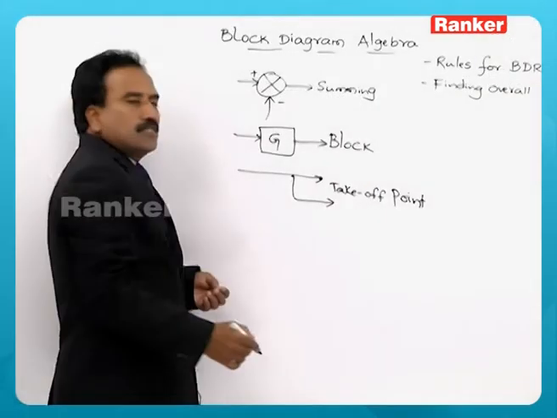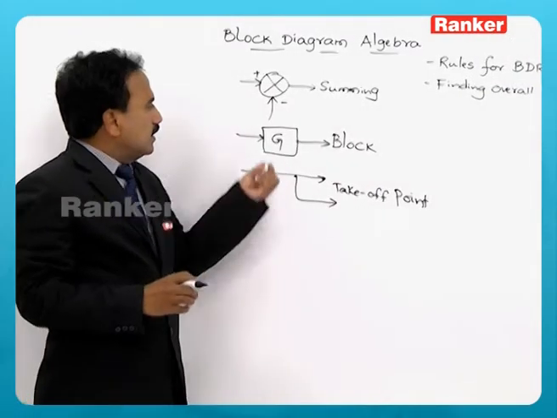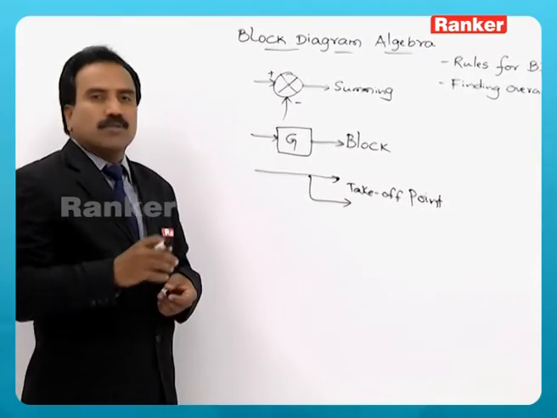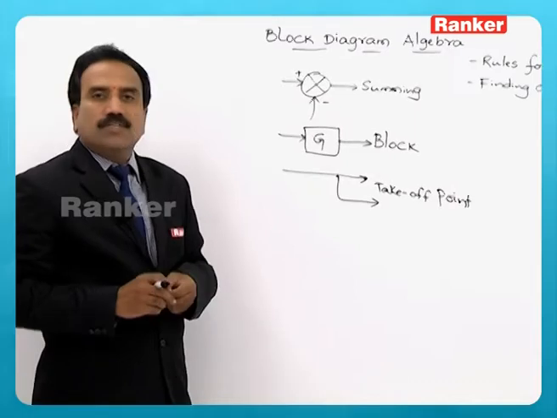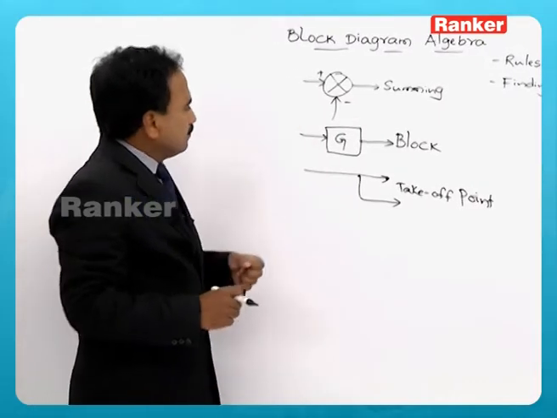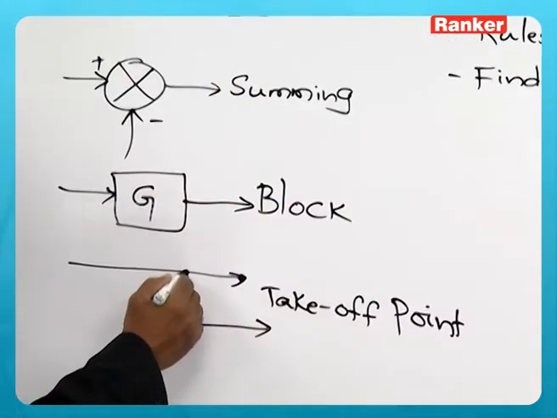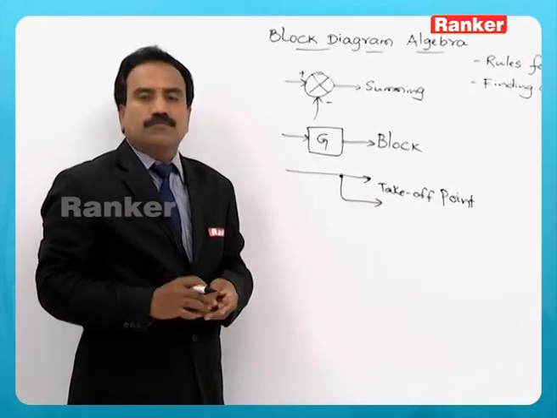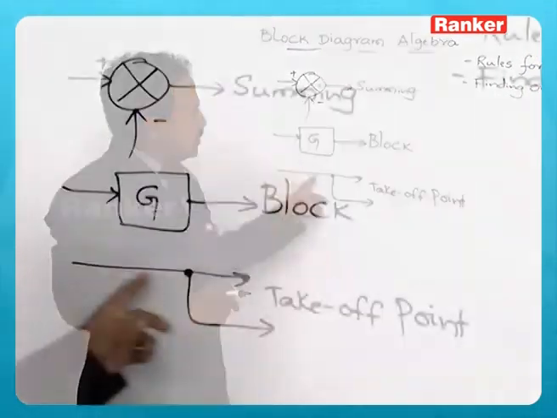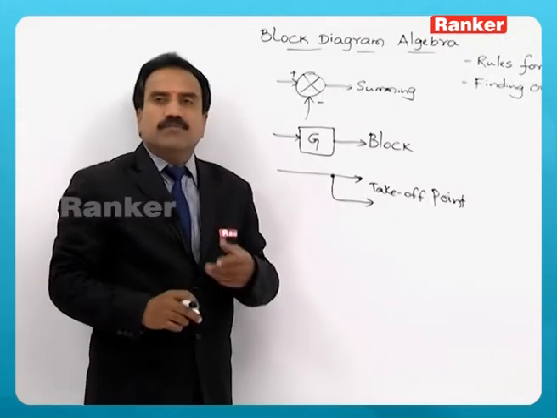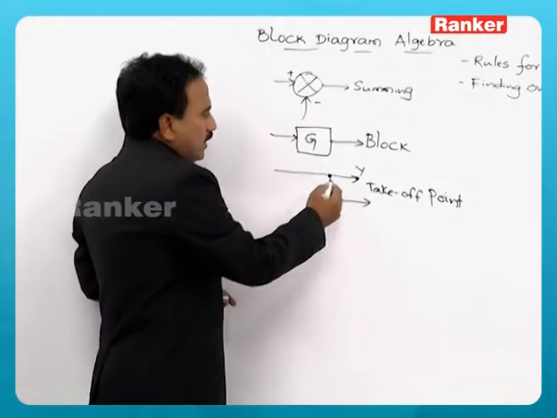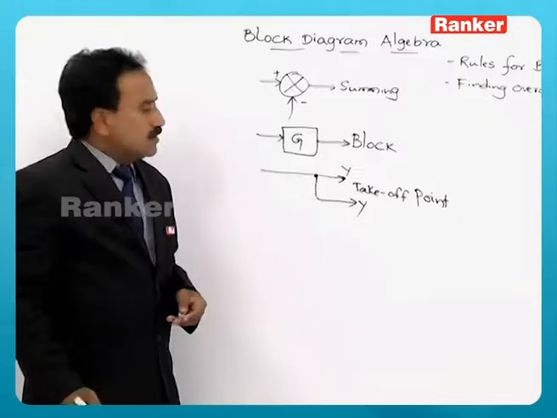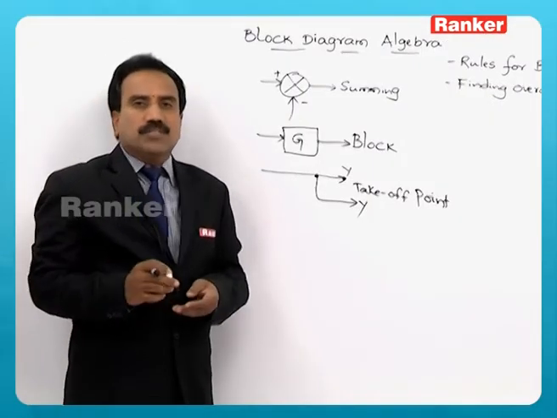The functional description of the block is represented in it, or the gain of the block is given by G. So, this is another component of the control system block diagram. This is another point, the takeoff point. The meaning of takeoff point is that the same signal can be taken to different locations. Say this output is Y. So, when I say takeoff point, the signal should be available at some other location.